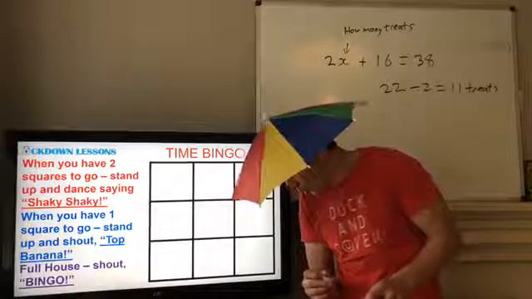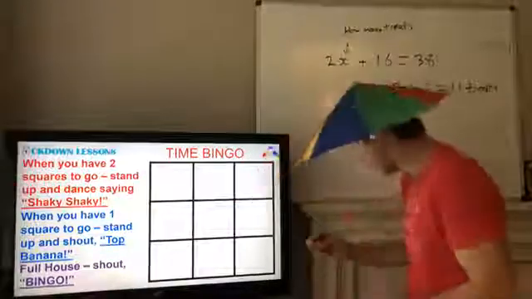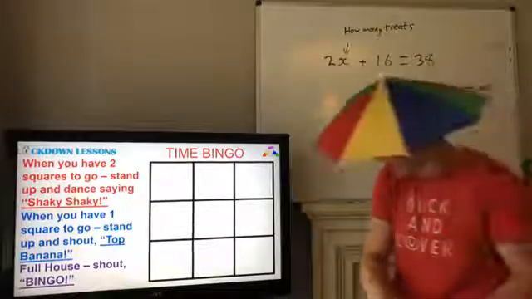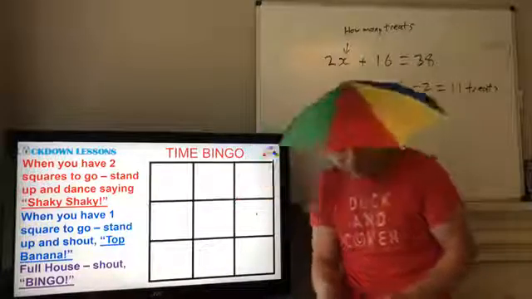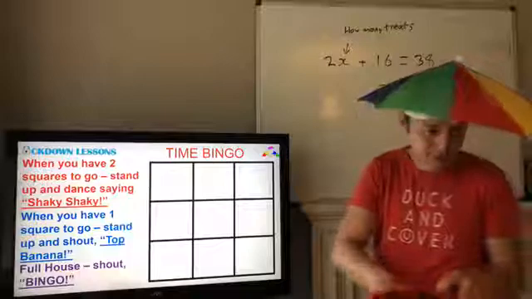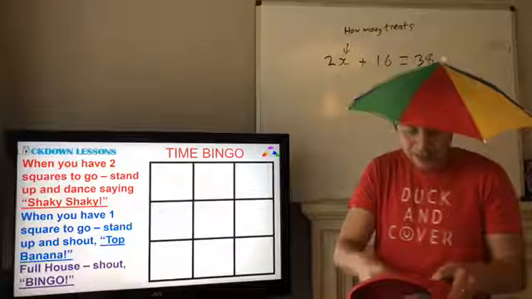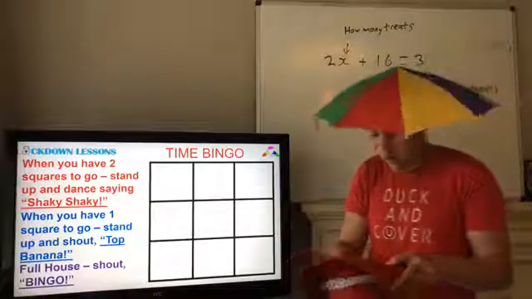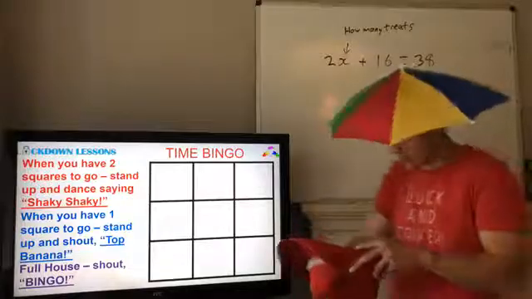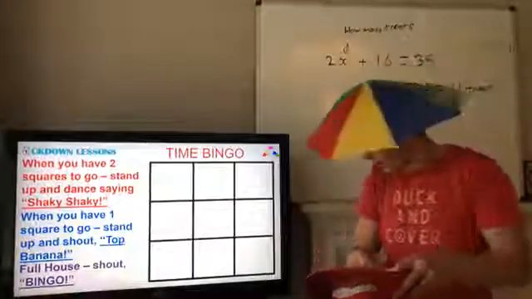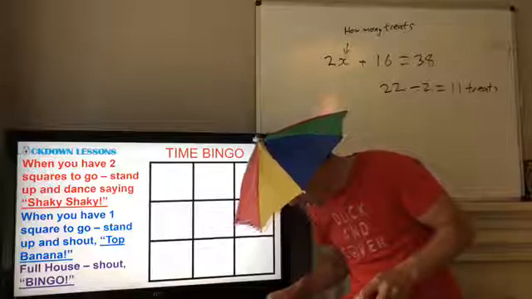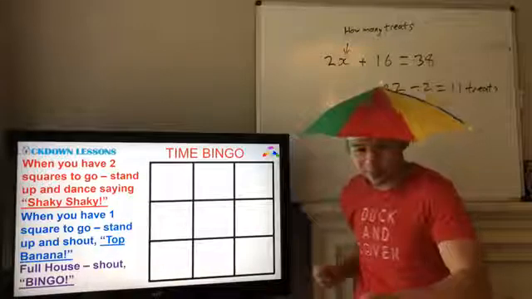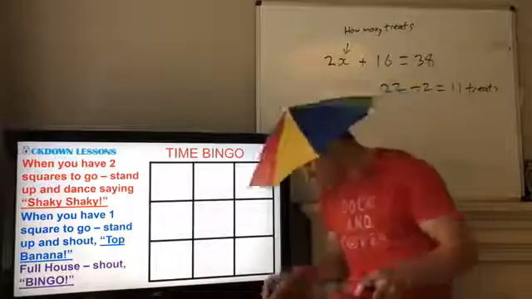30 plus 2. Shaky, shaky from Matthew, and a top banana. How many you got left, Theo? 3 left. Oh, it's on its own. It's number 1. Shaky, shaky from James as well. It's a big shaky, shaky.